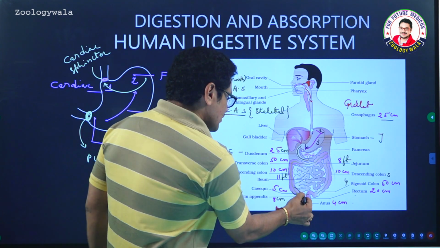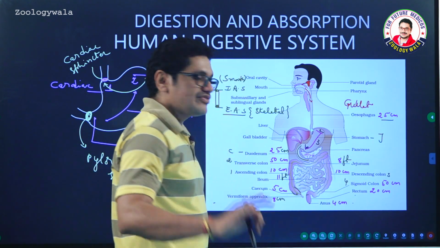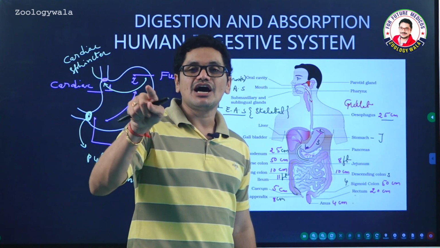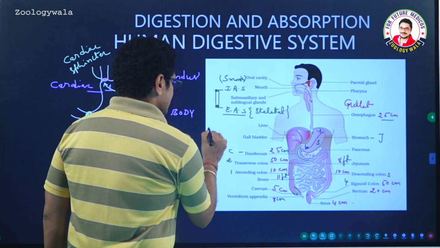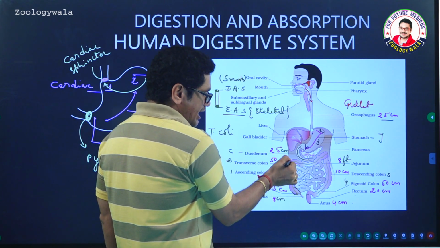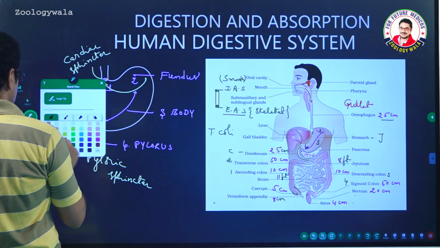And you can see some foldings here, isn't it? Some long bands are observed. 3 long bands are observed over this colon. They are called tinea coli. They are nothing but smooth muscular bands. There is one smooth muscular band here, another smooth muscular band, another smooth muscular band here. Hope so it is visible.